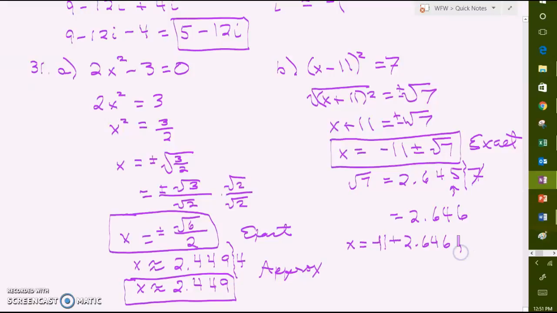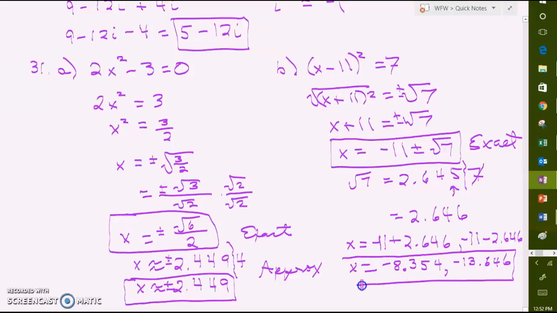And I forgot my plus or minus here. And also negative 11 minus 2.646. So we have x equals negative 8.354, or x equals negative 13.646. And that is not really equal, it's approximately equal. And again, don't forget your plus or minus.